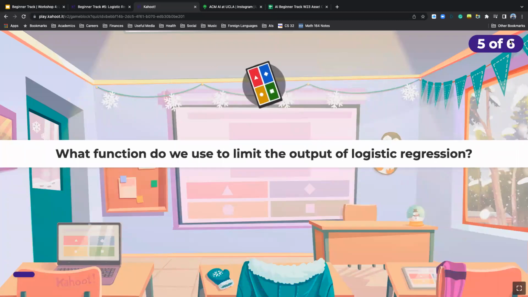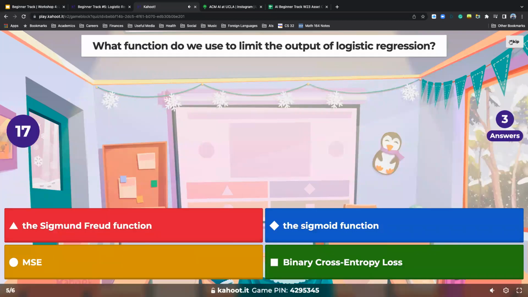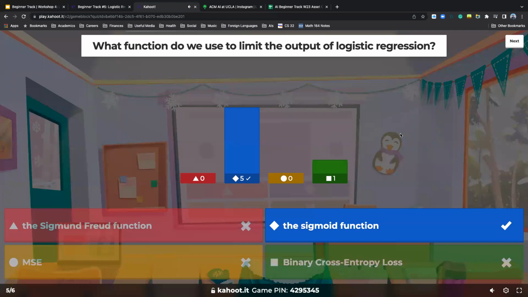What function do we use to limit the output of logistic regression? Again, be careful here. With that, I'm actually curious. Anyway, okay, so it looks like most of you got that. Would anybody like to explain why it's not green? Yeah. Say, can you speak?